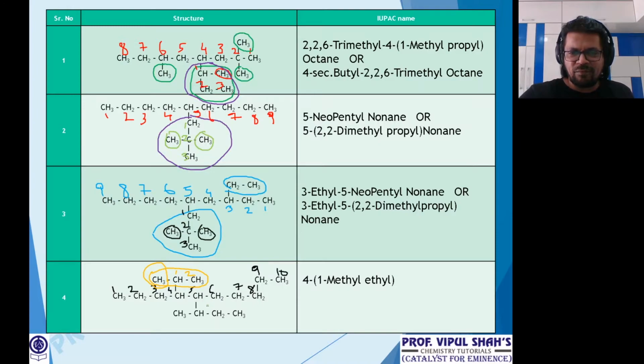Then at 5, I have this branch. Number it: 1, 2, 3. So this will be 4 1-methyl ethyl. At 5, what will you call it? 1-methyl propyl, bracket closed, skeleton of 10, decane. That's the name. Okay. 4 1-methyl ethyl. At 5 also. Now this is a branch.